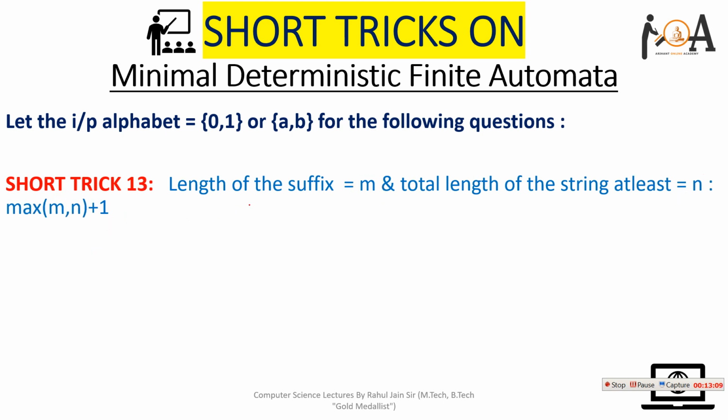Next shortcut, length of suffix is m and total length of the string is at least n. In that case, whatever is maximum from m and n, you will take that and add 1. It would be the answer. Shortcut trick 14, length of the suffix is m and total length of the string is divisible by n. In that case, m plus n should be your answer.